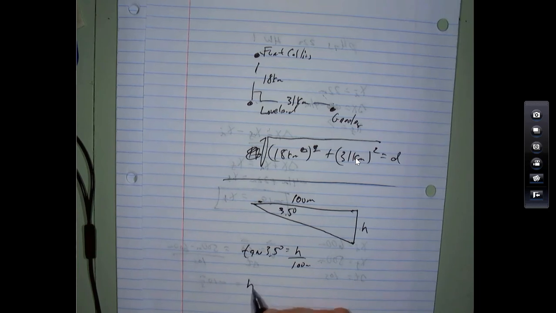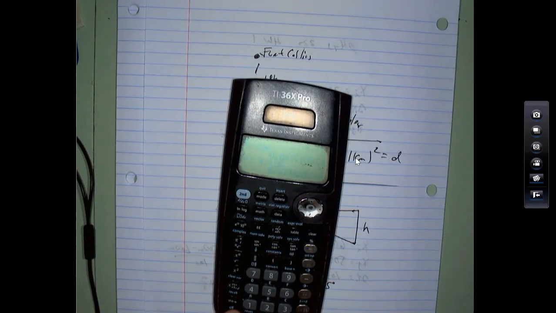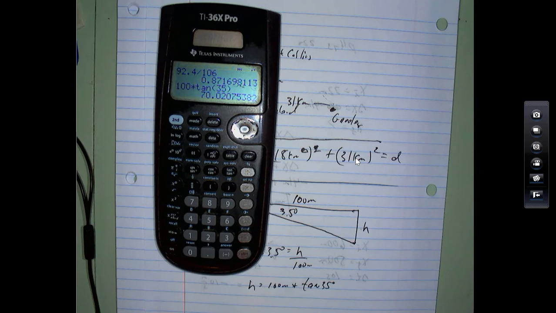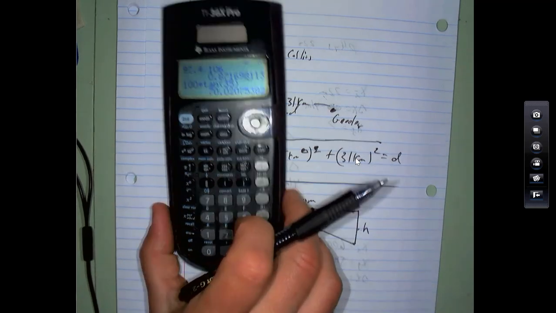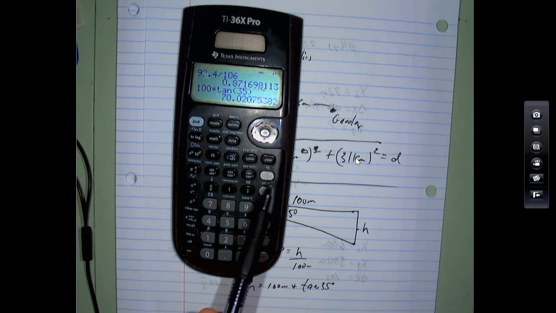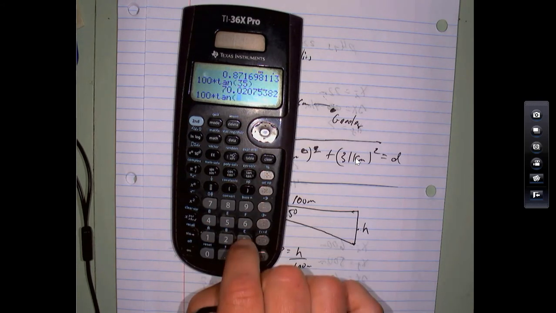So then h is equal to 100 meters times the tangent of 3.5 degrees. Make sure your calculator is in degree mode when you do this. So I'll just do it like this on my calculator. 100 times the tangent of 35, and I'm already in degree mode. So something about 70. Whoops, it's 3.5, not 35. Yeah, this 70 doesn't make sense, right? If you're not falling very far, that didn't make any sense. So I caught myself. 100 times the tangent of 3.5 degrees.